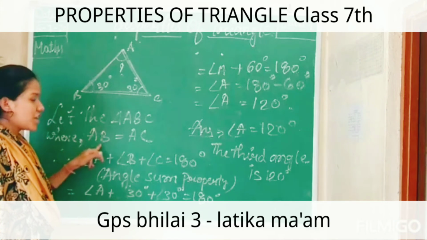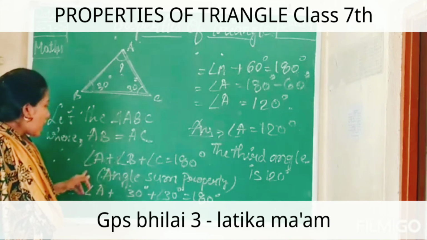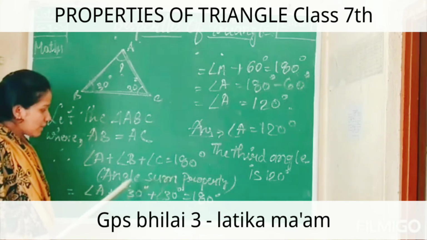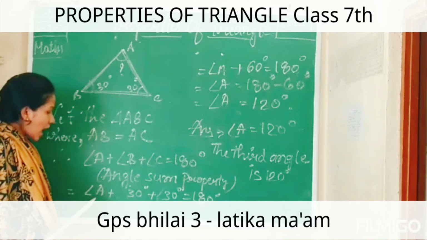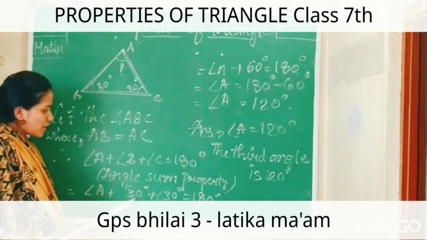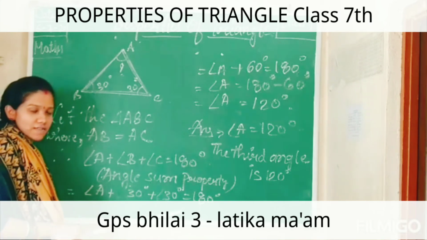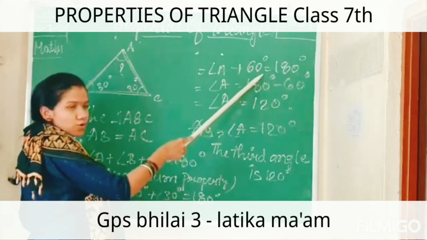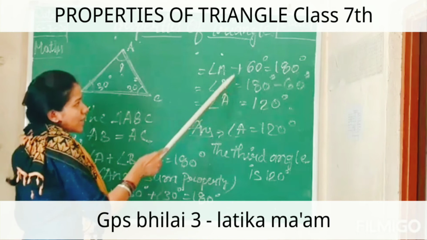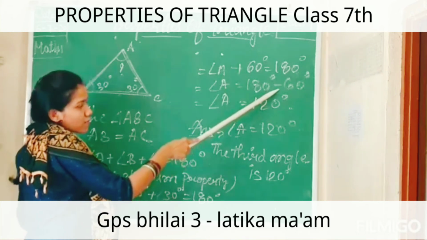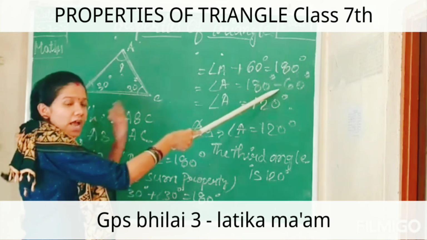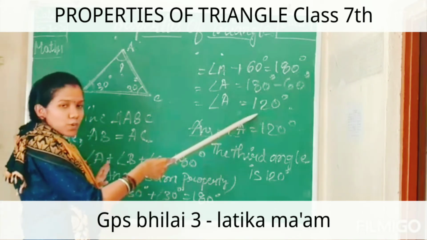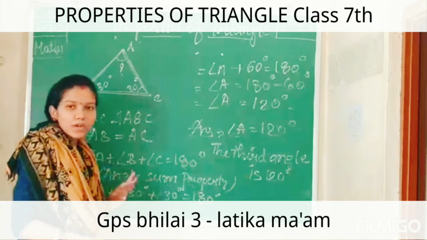Let the triangle be ABC, where AB is equal to AC. Angle A plus angle B plus angle C is equal to 180 degrees because of the angle sum property. Angle A plus value of B 30, value of C 30 is equal to 180 degrees. Angle A plus 60 degrees is equal to 180 degrees. You can change the sign to minus because it is moved to the right-hand side. Angle A is equal to 180 minus 60, which is 120 degrees. The third angle is 120 degrees.